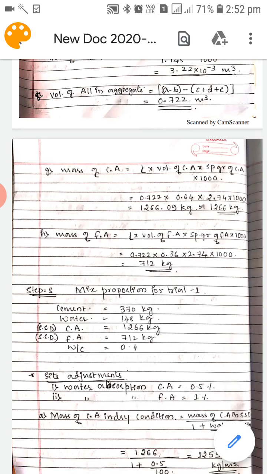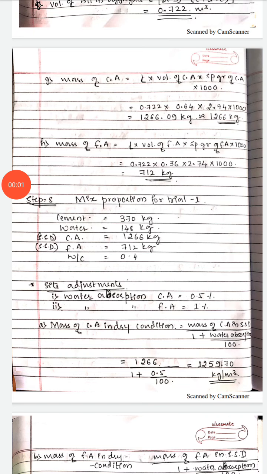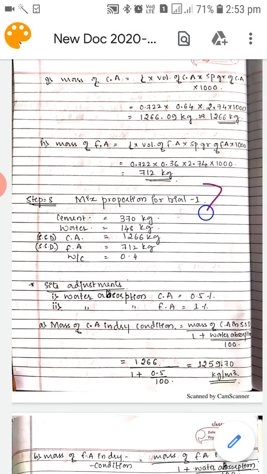Then the mass of the coarse aggregate can be calculated by substituting all the values. It comes out to be 1112.66 kg. In the same way, the volume of the fine aggregate can also be calculated. Then the next step, step 8, is the first trial of mix proportions, without any site adjustments done here.